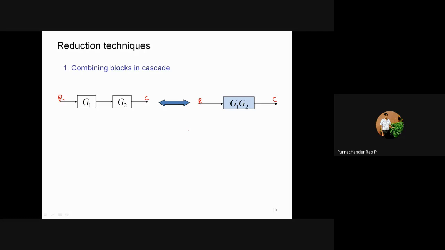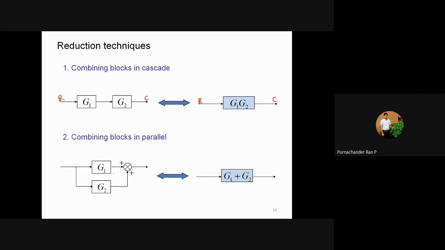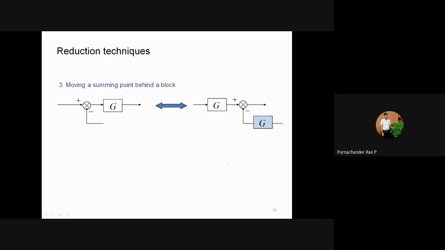The second reduction technique is when the blocks are connected in parallel. So this is your R and this is C. The resultant of these two elements, which are in the forward direction and connected in parallel, is equal to G1 plus G2. As you know all these things.